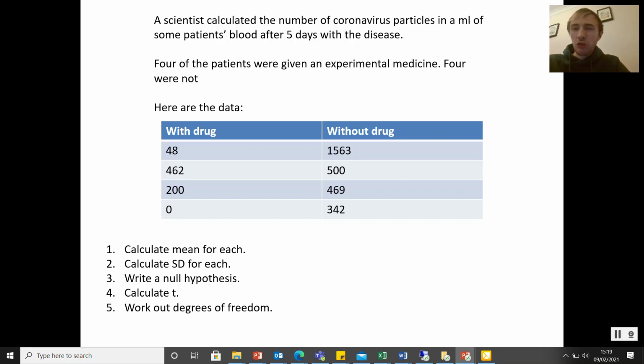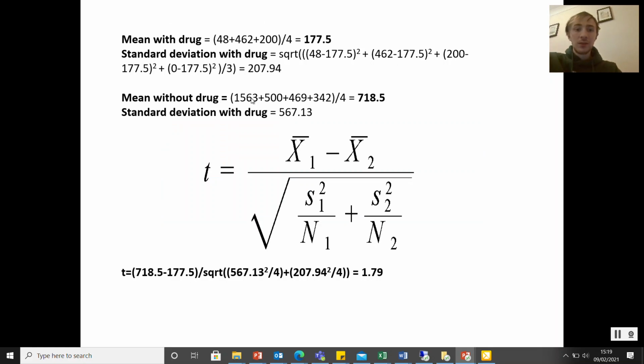But is it actually true? Is it definitely true? Or is this just randomly that these 4 people that they've picked happen to have some higher results? Fine. Calculate the standard deviation for each is the first step towards getting an answer for, is there really a significant difference? Standard deviation for with the drug I got as 207.94, and standard deviation without drug, I apologise, 567.13.